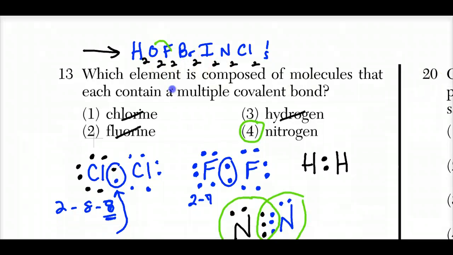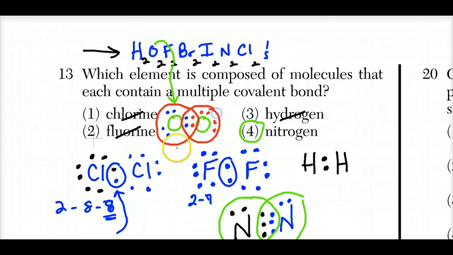Oxygen has 6 valence electrons, so I draw 2 O's here, change up my colors. 1, 2, 3, 4, 5, and 6. And then this oxygen, 1, 2, 3, 4, 5, 6. And I did a multiple bond here, a double bond, because by sharing, this oxygen feels like it has 8, and this one feels like it has 8. So these are both 2-6, so they need 2 more electrons to be like 2-8 and fill the octet rule.